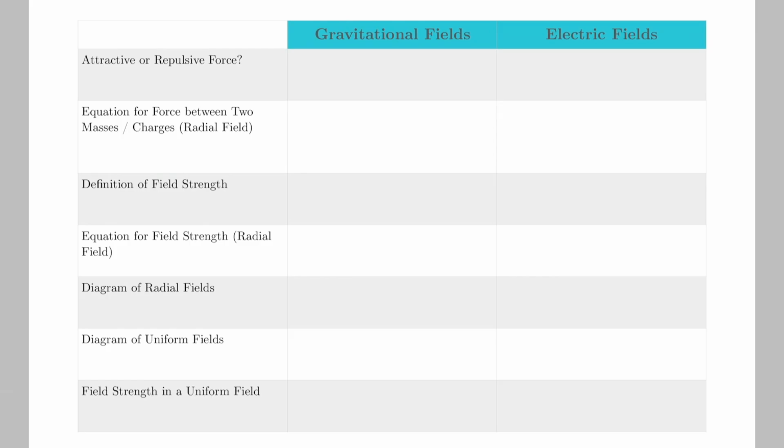Nonetheless, here we are. Here's the table. And you'll notice that we have two columns, a gravitational fields column and an electric fields column. And we have a number of rows down the side which will become a lot more clear once we go through them. So let's get started.